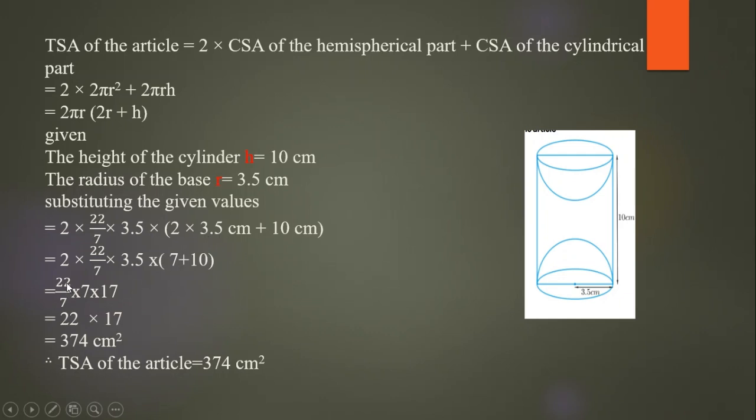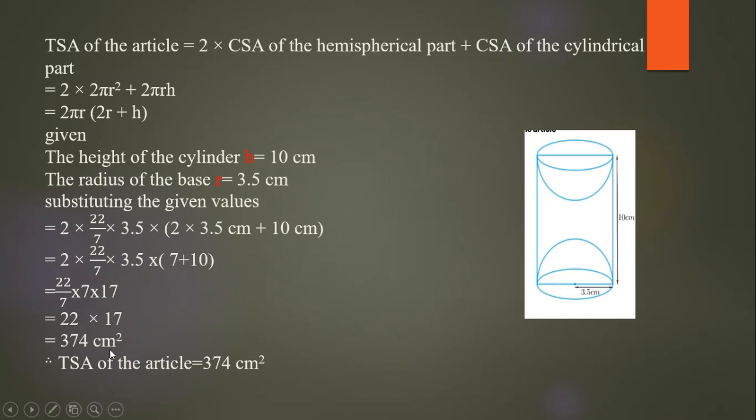Right. So 22 by 7 into 7 into 17. How did we get 7? Here 2 into 3.5 is 7. In order to make cancellation easy, I have taken all these things. So 7 into 7 gets cancelled. Finally, what remains? 22 into 17. So 22 into 17 we will get 374 square centimeters.